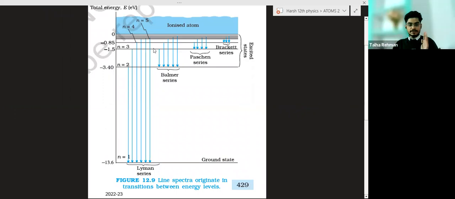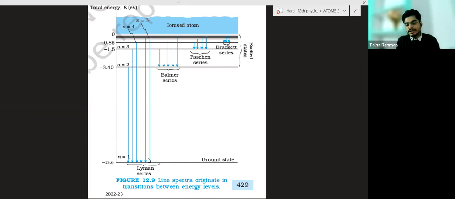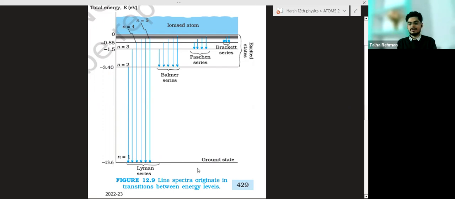Basically, what is the meaning of these series? First, what is the Lyman series? The Lyman series is not a range; there are some discrete values of wavelength or spectrum which lie in the Lyman series, or you can say which were found by Lyman. Lyman was the name of the scientist.